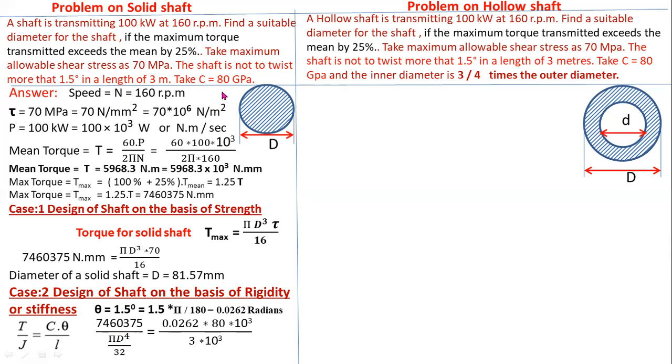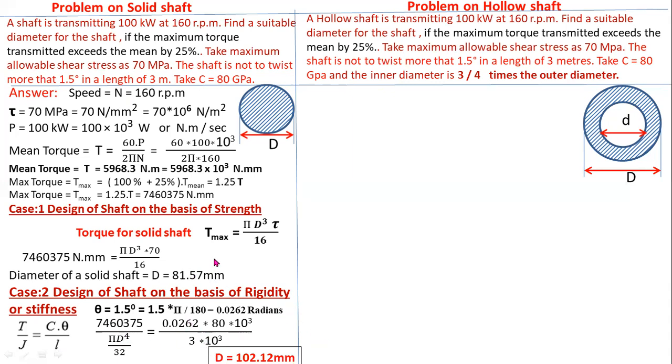C equals 80 gigapascal. 1 gigapascal equals 10 power 3 Newton per mm square. And this is the value of theta. This is the value of C, shear modulus. And here L equals the length of the shaft, L equals 3 meters. 1 meter equals 1000 mm. So 3000 mm is the length of the shaft. From this equation, the diameter of the shaft D equals 102.12 mm. This is the required diameter of the solid shaft on the basis of stiffness or rigidity.